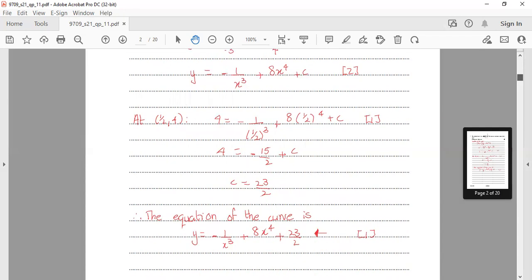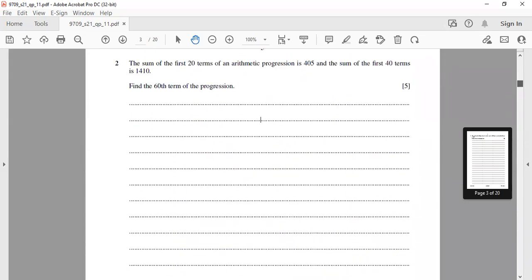Now let's move on to the second question. Question number 2. So for question number 2, it says that the sum of the first 20 terms of an arithmetic progression is 405, and the sum of the first 40 terms is 1410. You have to find the 60th term of the progression.